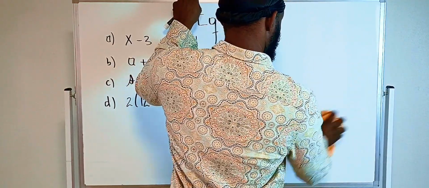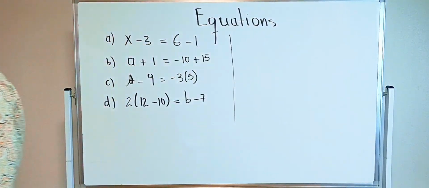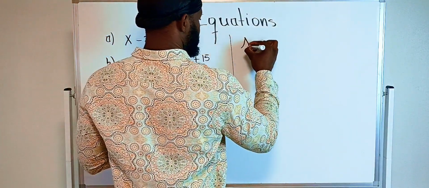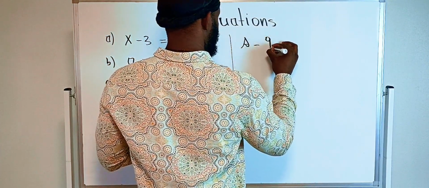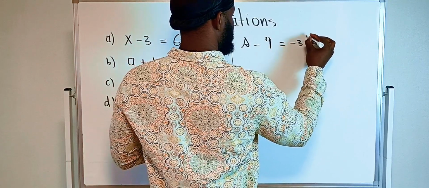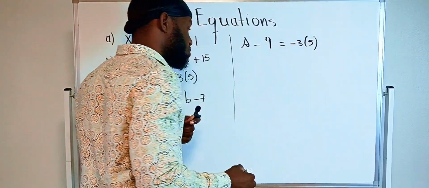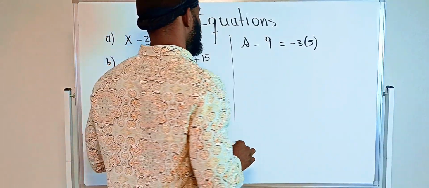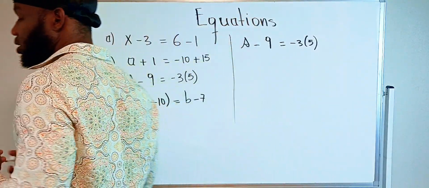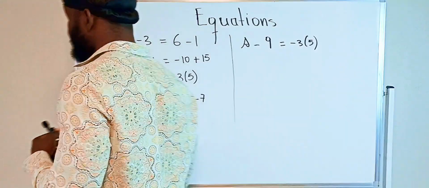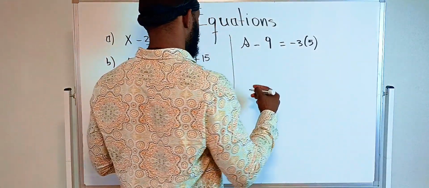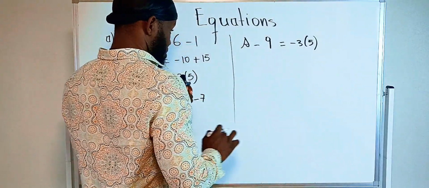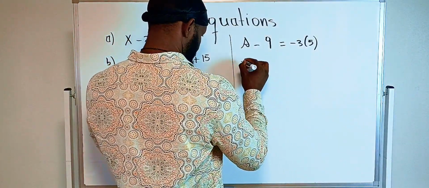For the third one, we've got s minus 9 equals negative 3 times 5. We're going to use the same process. Right now we're just dealing with addition and subtraction equations, easy stuff. We're not dealing with multiplication equations yet, but we'll get there. Just don't rush.